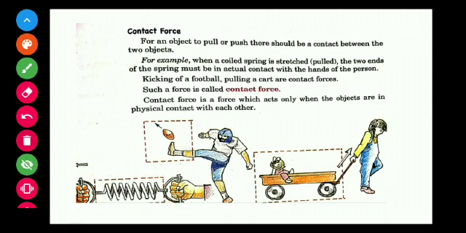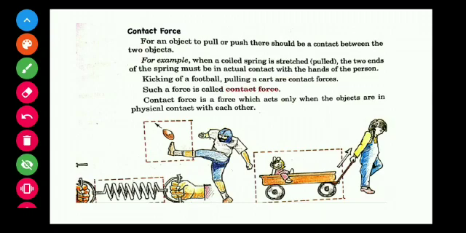In the second example, there is a direct contact between the player and the ball, because the player kicks a ball or a football. After kicking, the ball experiences a force in this direction. This is the direction of force experienced by the ball. This is an example of contact force. Again, this is an example of contact force.